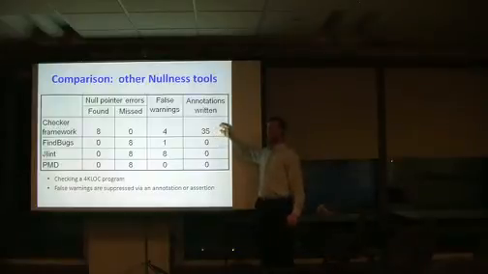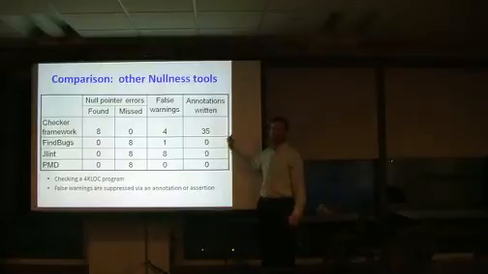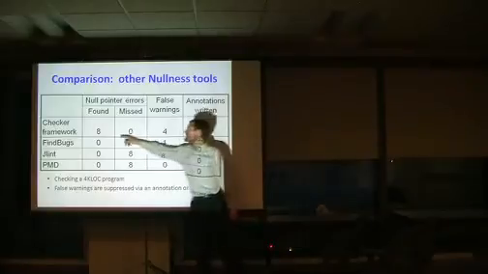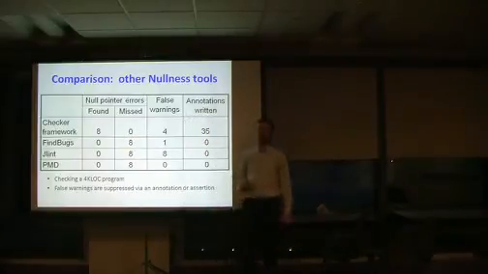These are writing the correct type. Your types were wrong in your program. This is writing the right types. Once you've written the correct types, and every type in the program is an honest representation of the values that can be there, then you have four false warnings, and there were eight real errors.